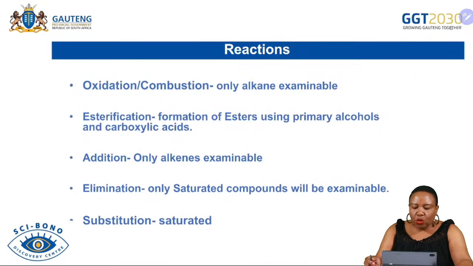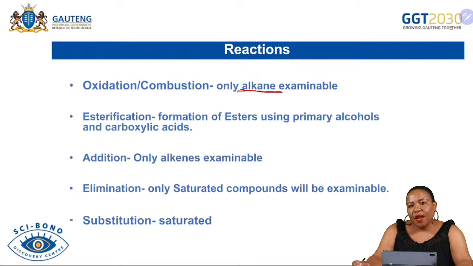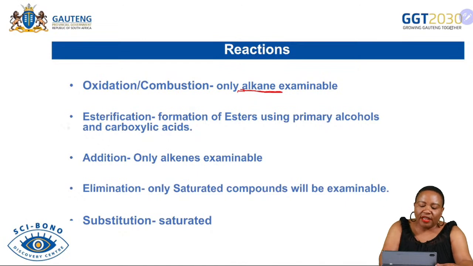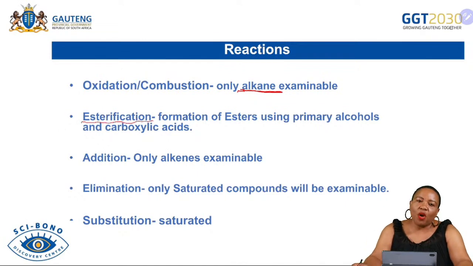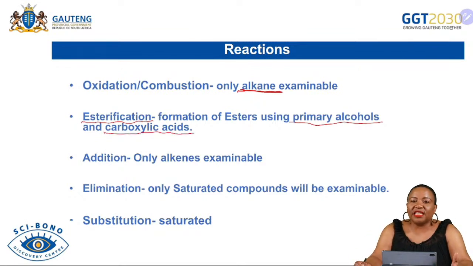Now, let's go to different types of reactions. In terms of different types of reactions, we are going to look at oxidation reactions. Sometimes they are called combustion reactions. However, for the oxidation reactions, we are only going to look at the oxidation of alkanes, because the alkanes are the ones that are examinable for combustion reactions. And then we are also going to look at the esterification reaction. This is the reaction whereby an ester will be formed by primary alcohols, as we explained what primary alcohols are in our previous lessons, and carboxylic acids. So esterification is one of the reactions that we are going to look at in terms of how esters are formed using alcohols and carboxylic acid.